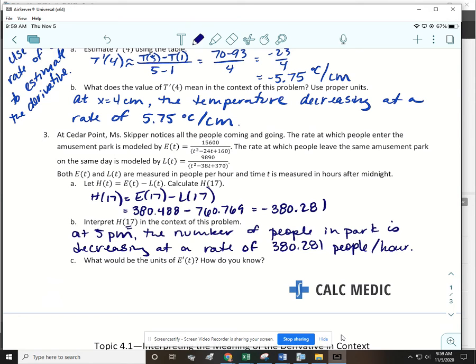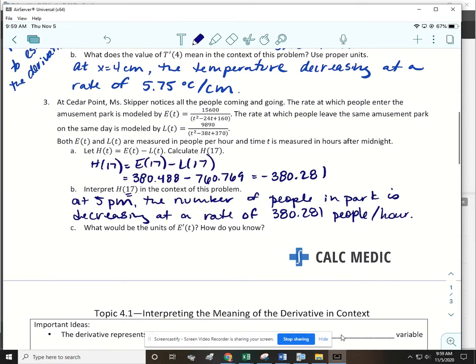So for C, this is just talking about E. So what would the units be of E prime of t? So that's going to be basically dE/dt. All right. And then E is measured in people per hour. And time is measured in hours. So it's going to be people per hour per hour.